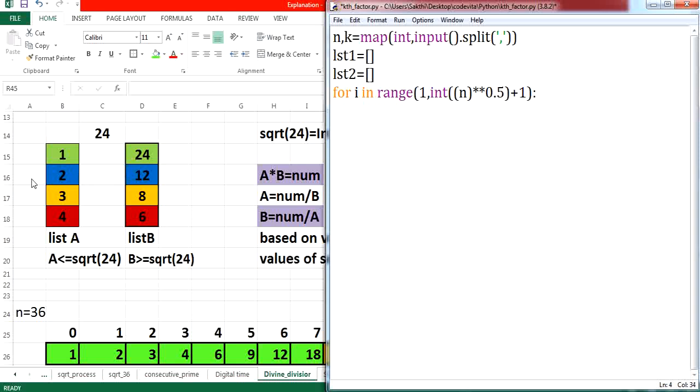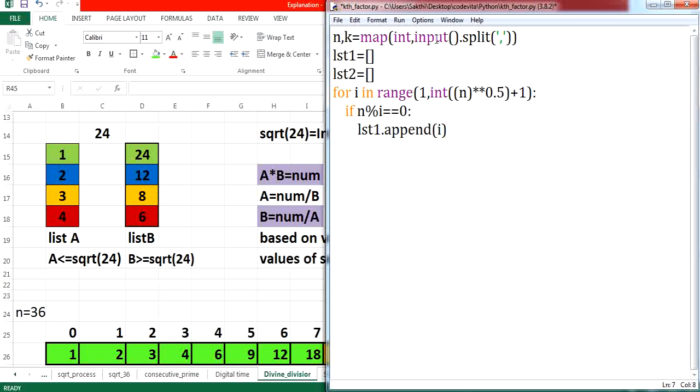Is that clear? I am iterating up to the square root of a given number, and inside this I am going to check for the factors. For factors I am going to mention if n is divisible by i. I am checking your remainder value, and if your remainder value is equal to 0, I can name the particular number i as a factor. So let me append it to my list 1. I have found the factor and am appending the particular element to my list 1.